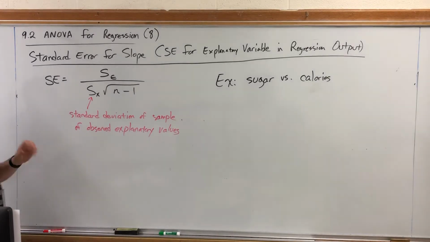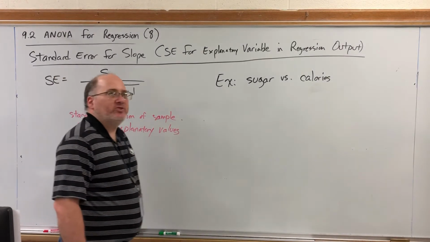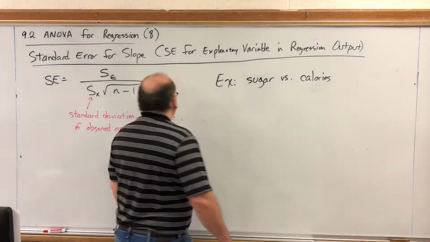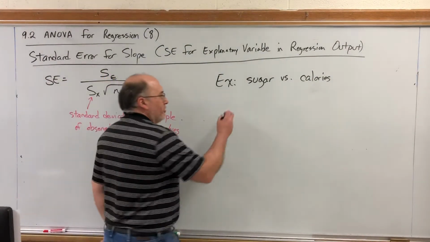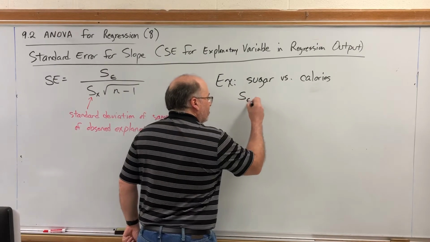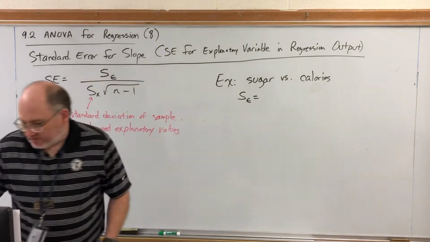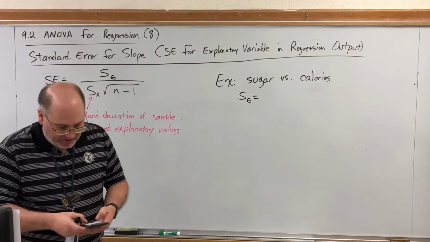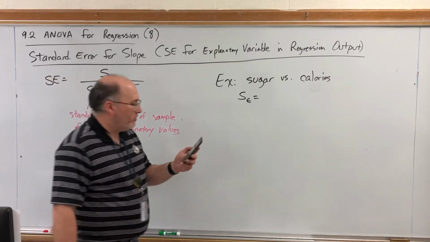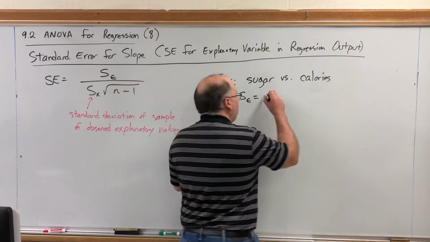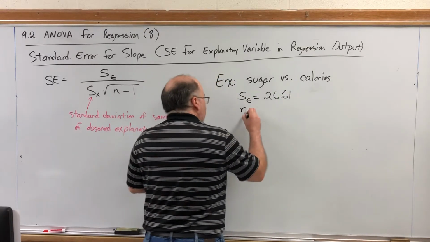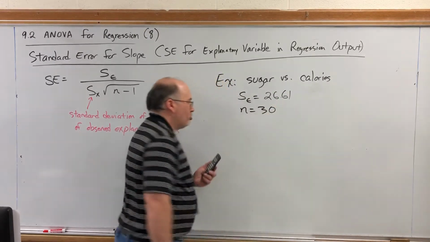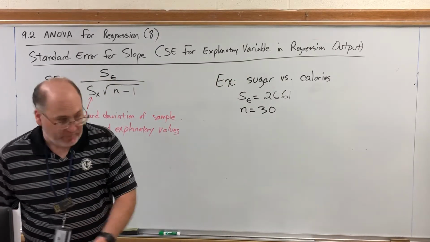So for example, let's go back to the sugars versus calories problem that we did a moment ago. In order to calculate the standard error for the slope, we would need to know the standard deviation of errors, which was the square root of 708, which I have since lost, but it was 26.61. The sample size was 30. Remember, we extracted that from the ANOVA table.